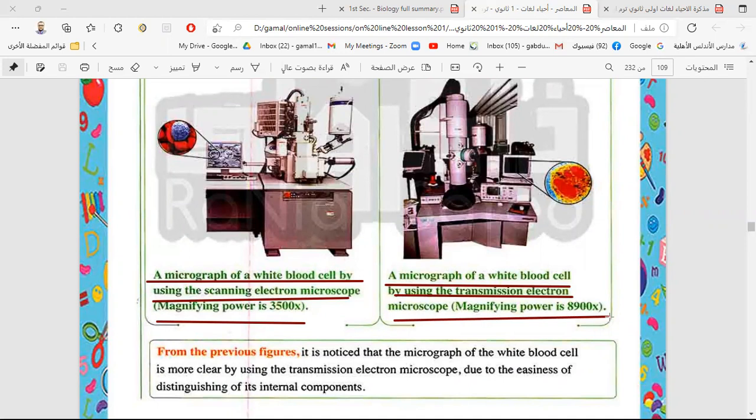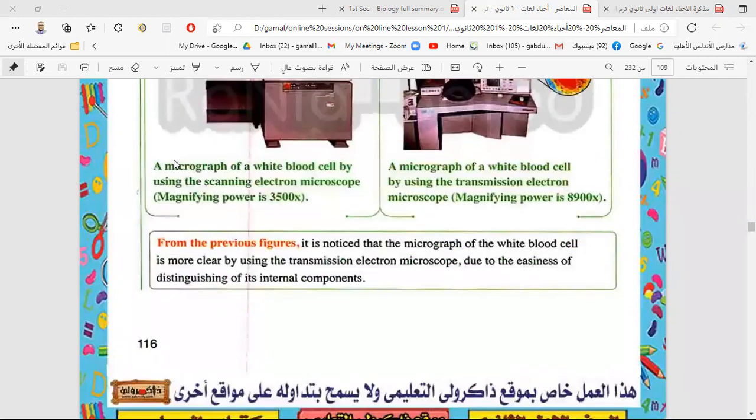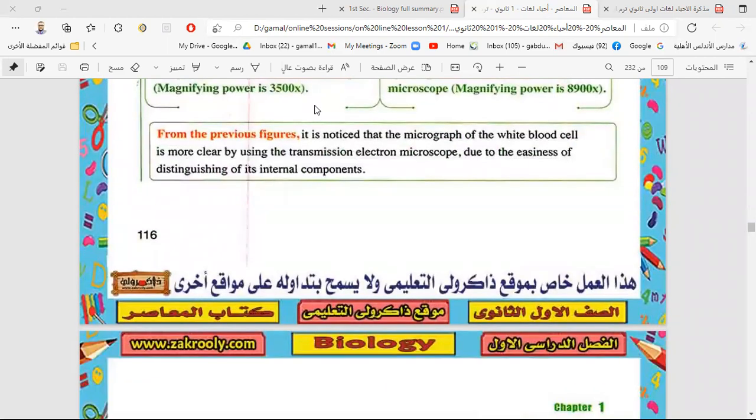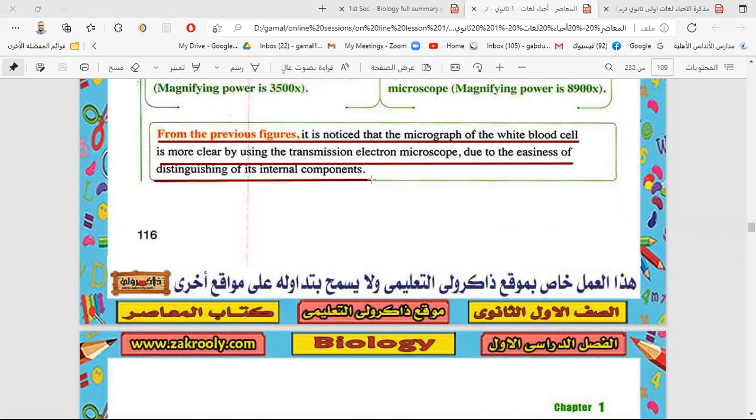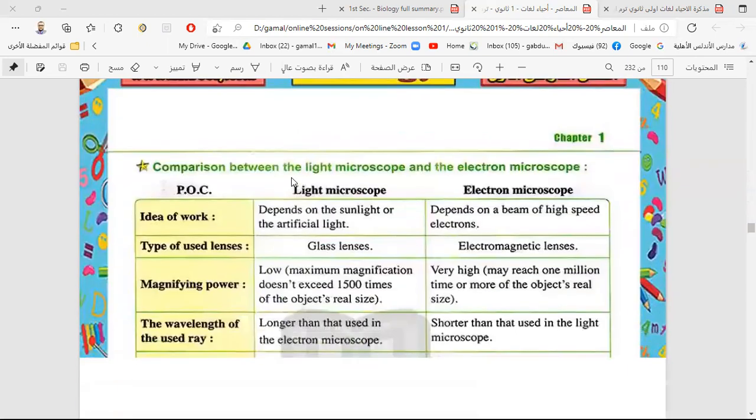ده انا جايب الديتيلز اللي جوه الوايت بلاد سيل، وبالتالي more details, I can see more details from the previous figure. We can notice that the micrograph of the white blood cell is more clear by using the transmission electronic microscope due to the easiness of distinguishing its internal components. We can see the internal components very easy. So the transmission electronic microscope is stronger and more accurate than the scanning electronic microscope.